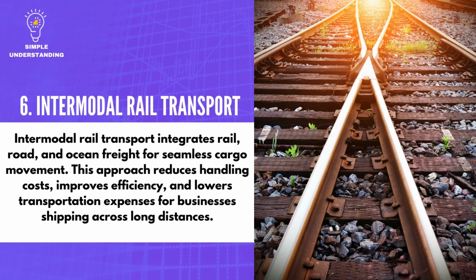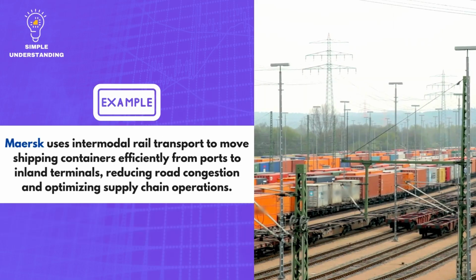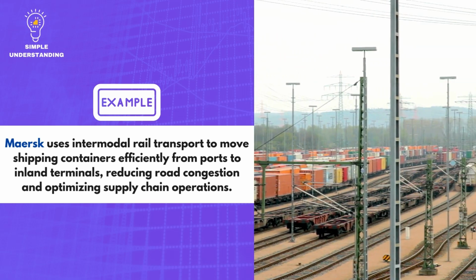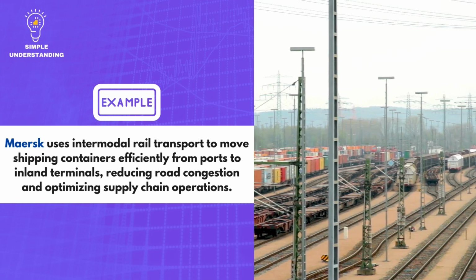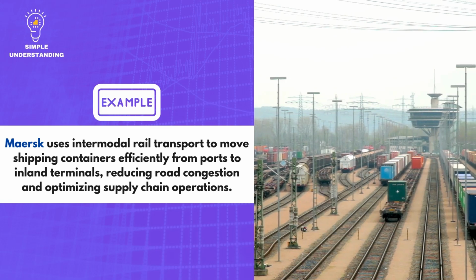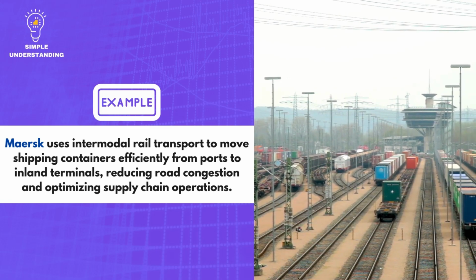Intermodal rail transport integrates rail, road, and ocean freight for seamless cargo movement. This approach reduces handling costs, improves efficiency, and lowers transportation expenses for businesses shipping across long distances. Real company example. Maersk uses intermodal rail transport to move shipping containers efficiently from ports to inland terminals, reducing road congestion and optimizing supply chain operations.